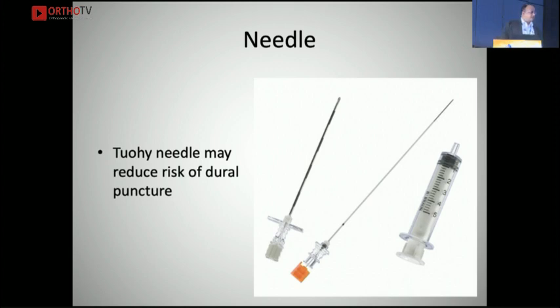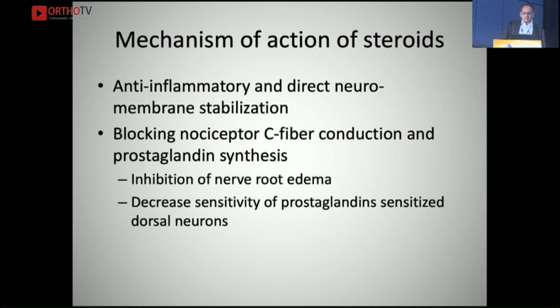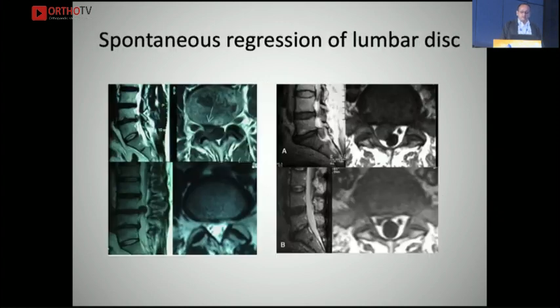A 22 gauge needle can be used because it has a blunt tip to avoid the risk of dural punctures, but we usually use 22, 23 gauge spinal needles. The mechanism of action of steroid is anti-inflammatory and direct neuromembrane stabilization, and also by blocking nociceptor C fiber conduction and prostaglandin synthesis. This reduces nerve edema and decreases sensitivity of dorsal horn neurons to prostaglandin.